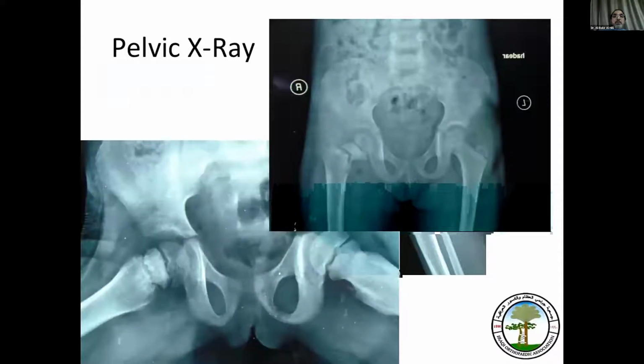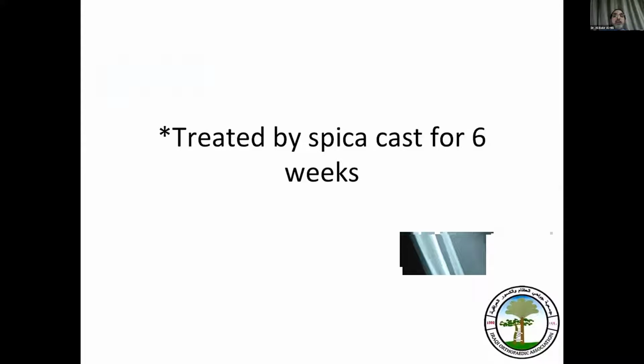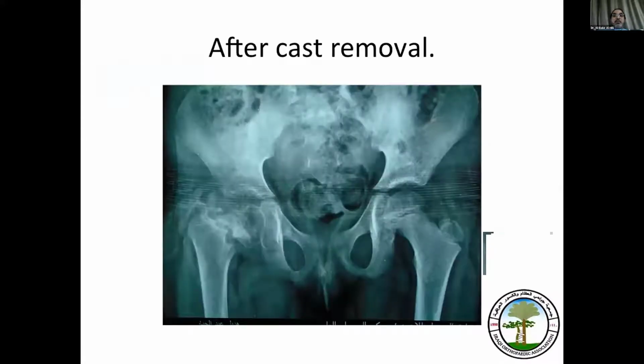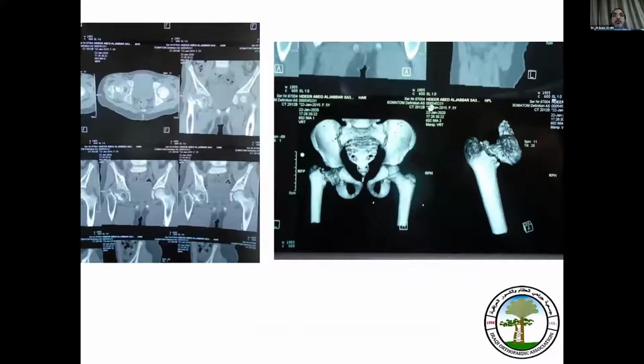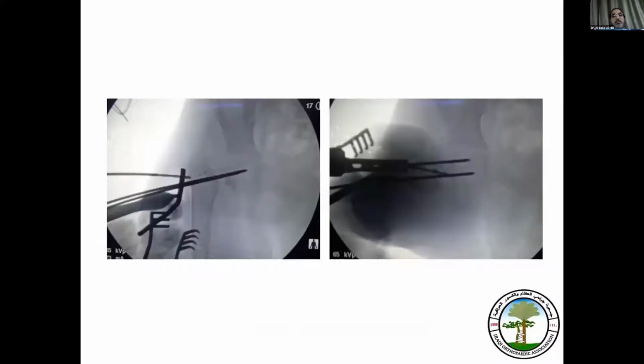So the orthopedic surgeon decided to treat her with a spica cast for 6 weeks. And then after removal of the cast, almost 3 months had gone. Still the fracture is not united and the neck has undergone resorption. The CT scan shows clearly there is a fracture, and the MRI shows that the head is still viable. So we went and did this surgery.